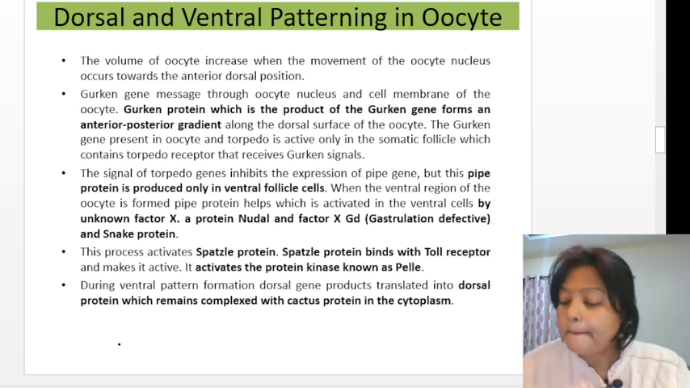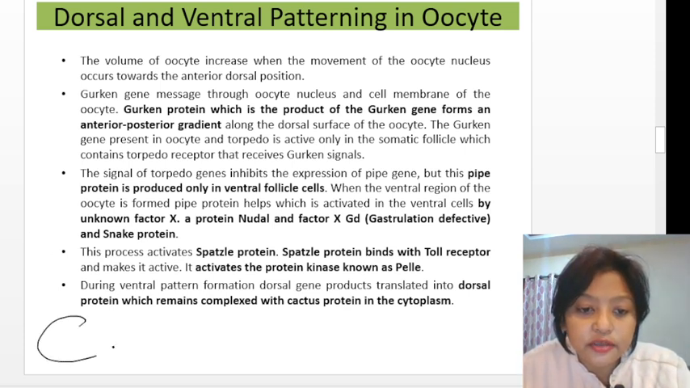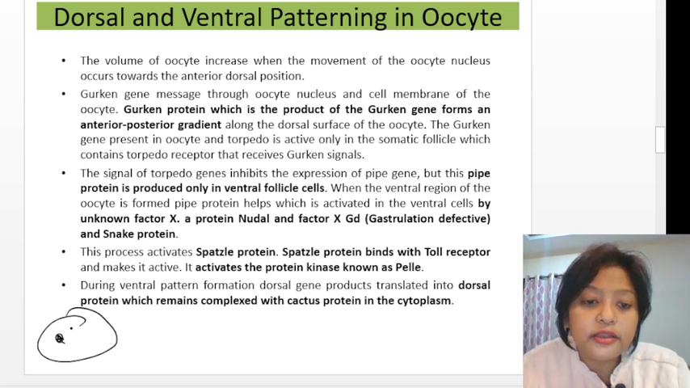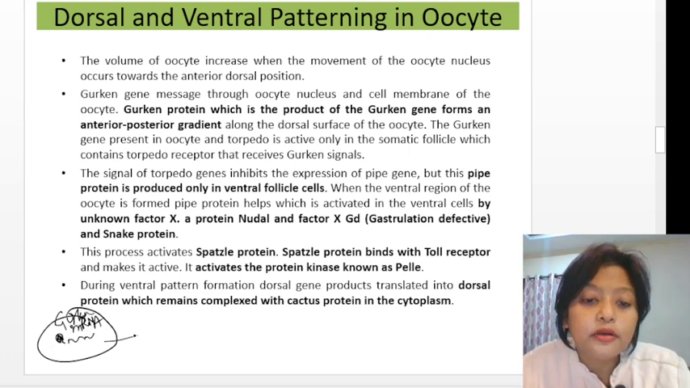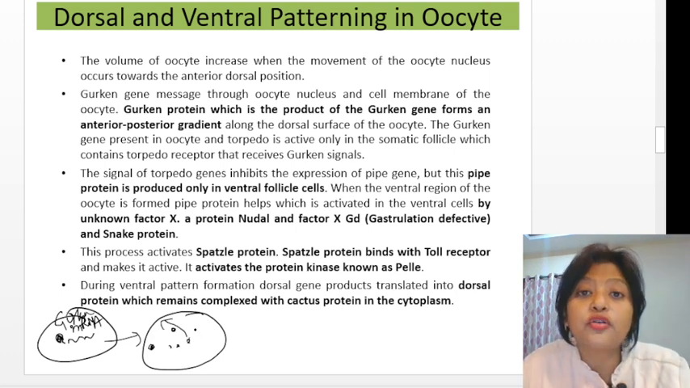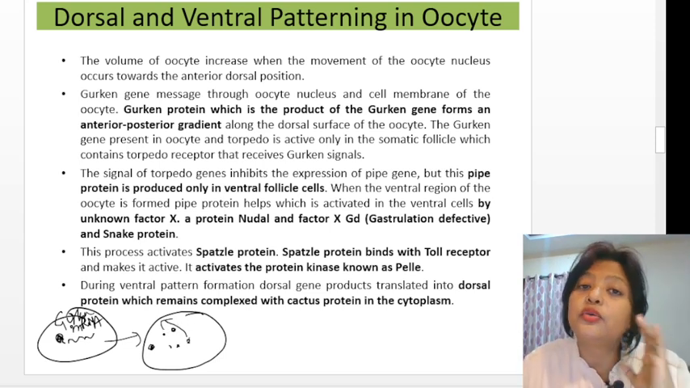Now, see here. I told you in this oocyte, this nucleus is forming this mRNA, Gurken mRNA. This Gurken mRNA will form Gurken proteins. These Gurken proteins will go and bind to the anterior part, or you can say the dorsal part out here. So what will happen? Just imagine they go to the anterior part.